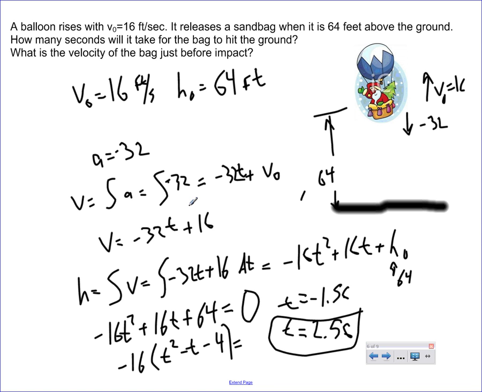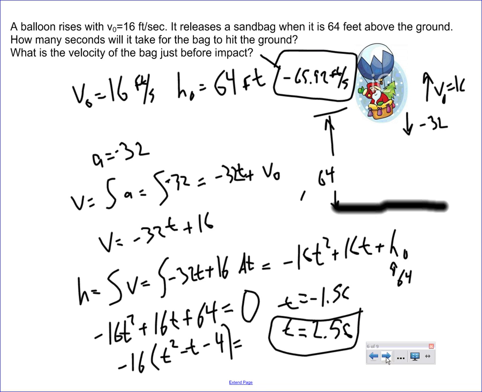To get the answer to the second question, we're just going to plug 2.56 into the velocity equation. I'm doing it on the side calculator. Negative 32 times 2.56, plus 16. Negative 65.92 seems reasonable. So my velocity just before impact is negative 65.92 feet per second. If Santa or someone drops a bag of sand onto your house, it's moving fast enough to probably go through your roof. And that's about 2.5 seconds after liftoff. So that's the story there.